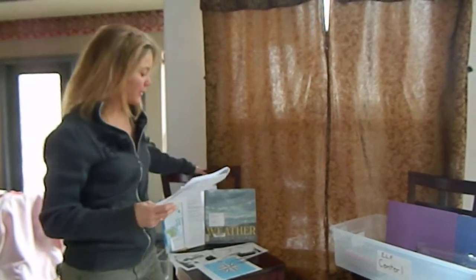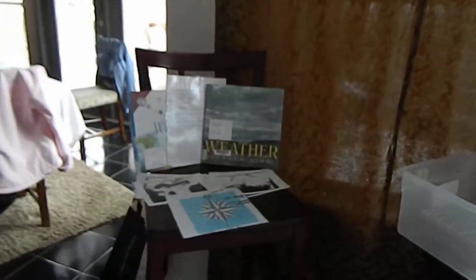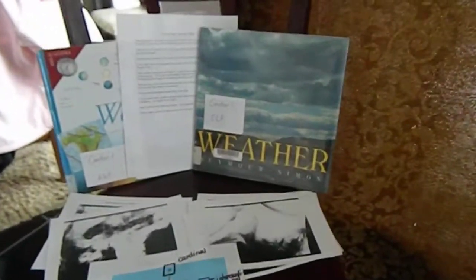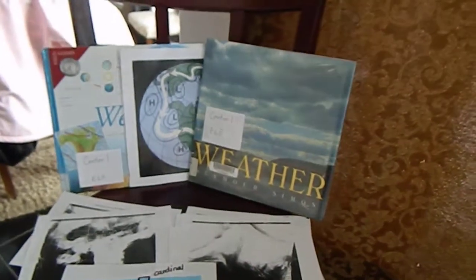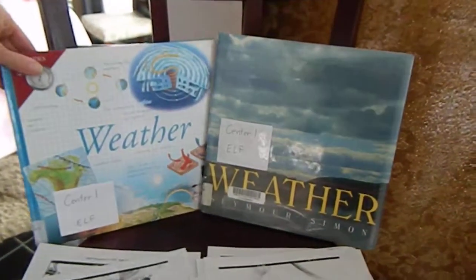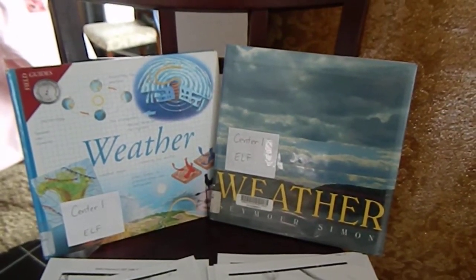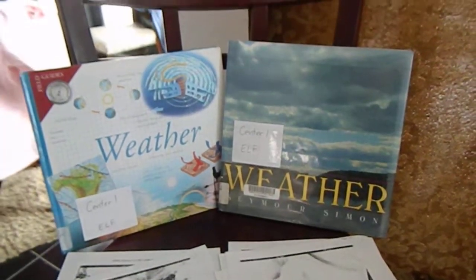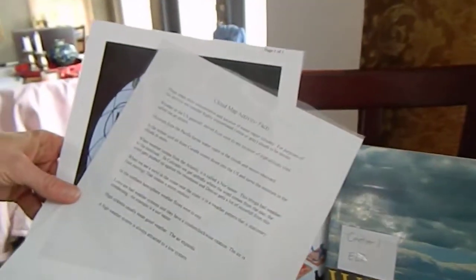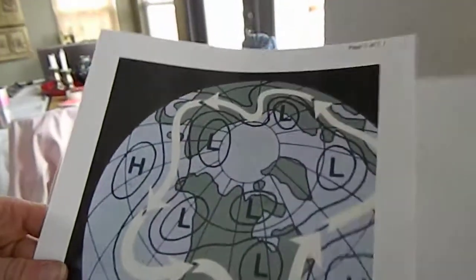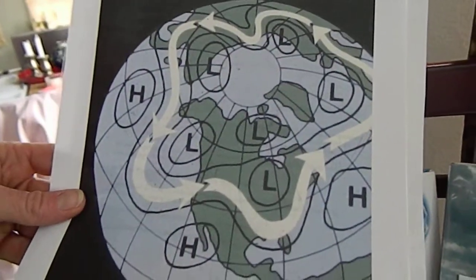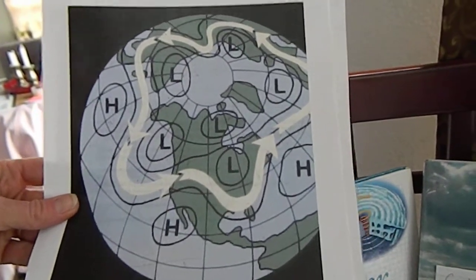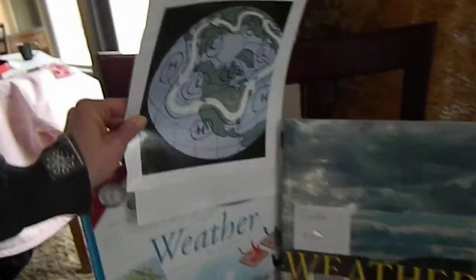So you're going to want to start with the items I have on this chair, and we'll do the experiment at the end. This chair has a couple books, which you can or cannot use. You'll have to determine how much time you have. There is Cloud Map Activity Facts, and it talks about the different maps and how weather moves across the United States and North America. And then we have a map with the jet stream showing how air, wind moves across the earth in the globe.